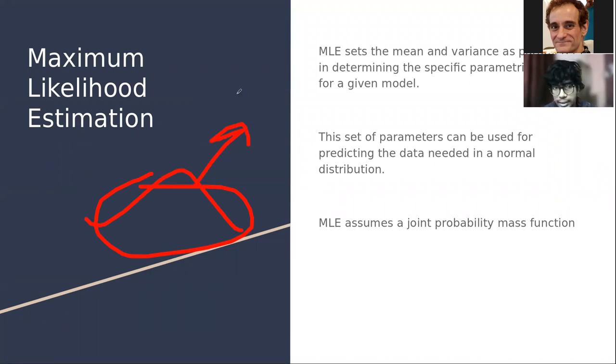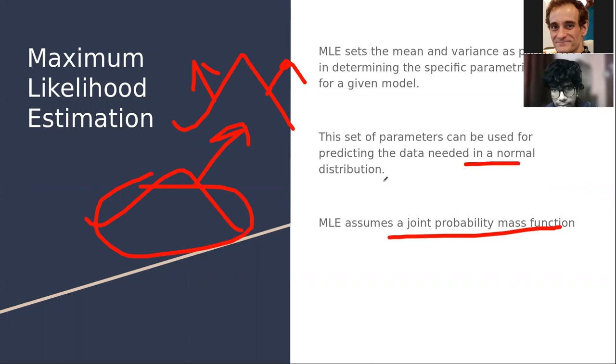So let's say this is one distribution. The parameters must have come from this distribution. This is what maximum likelihood estimation does. Why not ordinary least squares? Why maximum likelihood estimation? We'll talk about it, but on a very superficial level, this is what maximum likelihood estimation does. Joint probability mass function set of parameters can be used in a normal distribution.